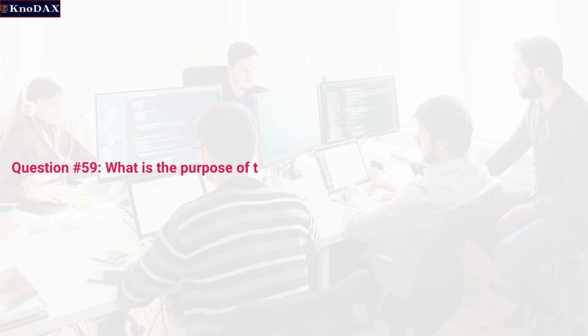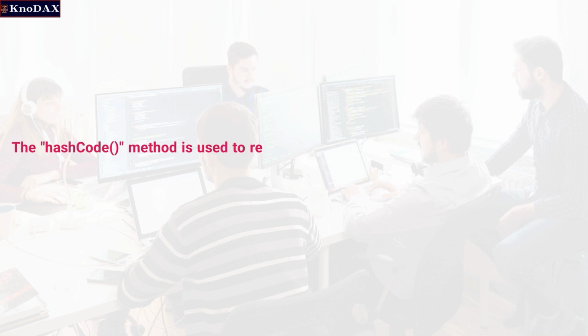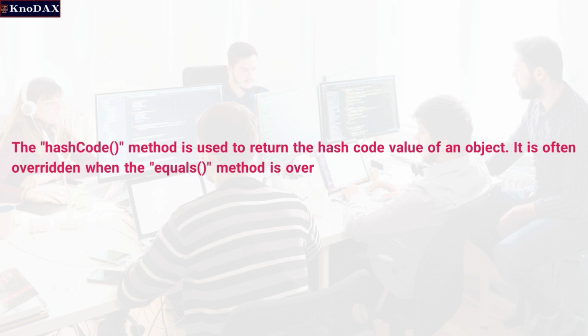What is the purpose of the hashCode method? The hashCode method is used to return the hashcode value of an object. It is often overridden when the equals method is overridden to maintain the contract between the 2 methods.